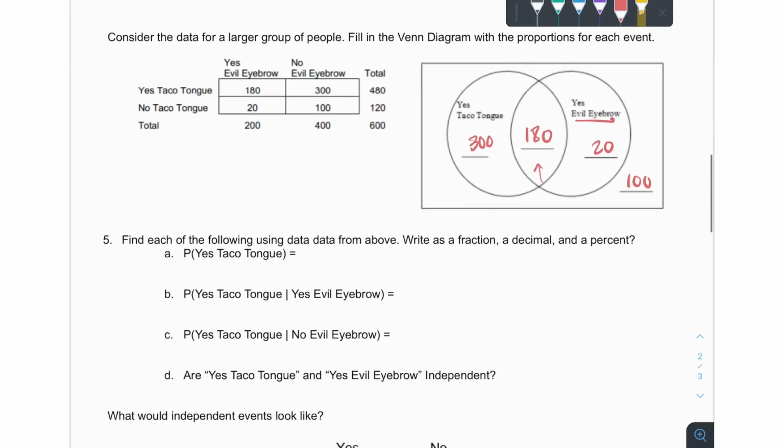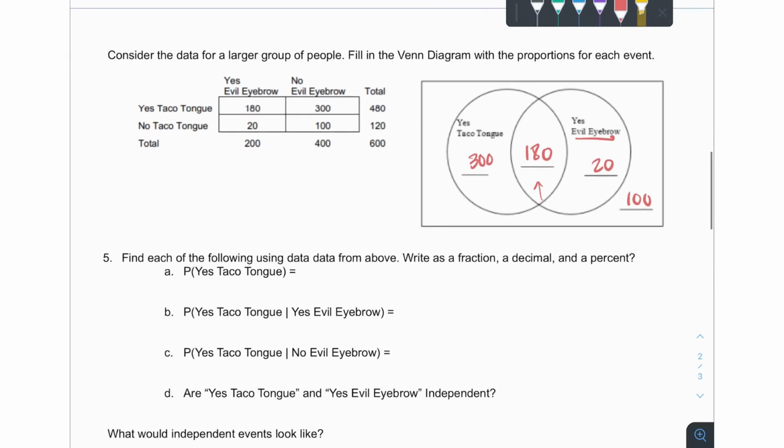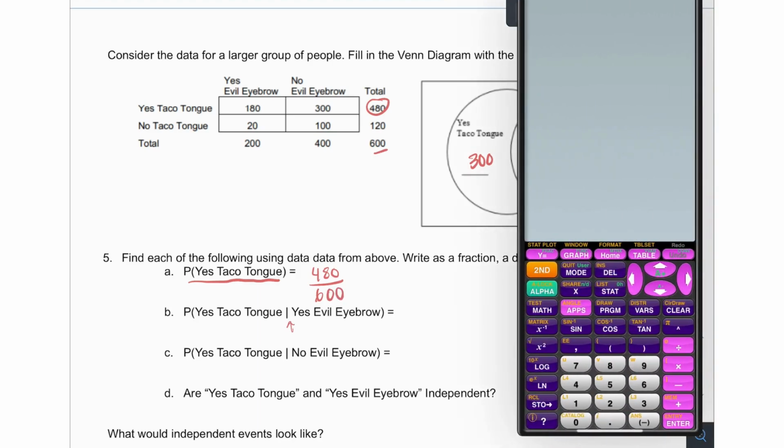So we're going to answer each of these following probabilities. For part A, probability of yes taco tongue. So overall we have 480 who can do taco tongue out of 600 total. So this is not a given anything, this is just out of everybody. I can tell that because I don't have that little line right there that means given. So 480 out of 600, which is 0.8.